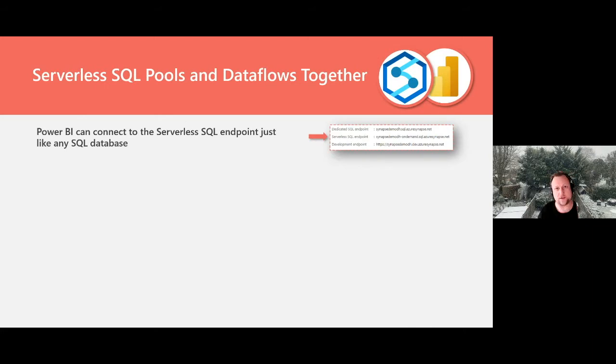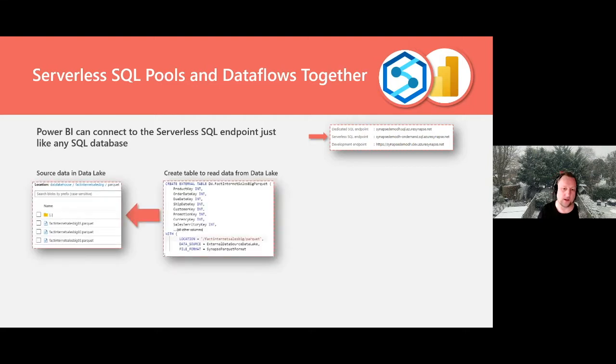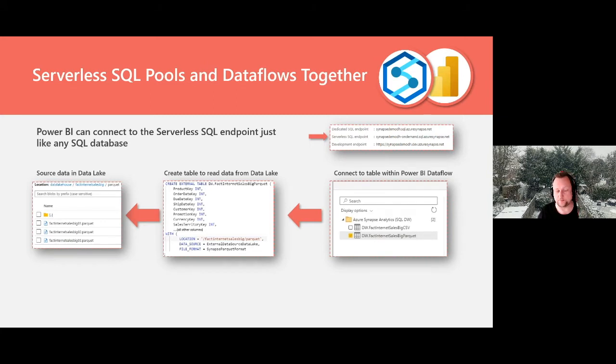Now, in the Azure portal, when you create your Azure Synapse Analytics workspace, you're going to get a serverless SQL endpoint that you can connect to as if it was a regular database. Now, for Power Query or for Dataflows in Power BI, we're going to be loading some file data. In this example, it's Parquet, could be CSV, but we're going to expose an external table to the Power BI data flow so that Power BI can connect to, ultimately load those files in.